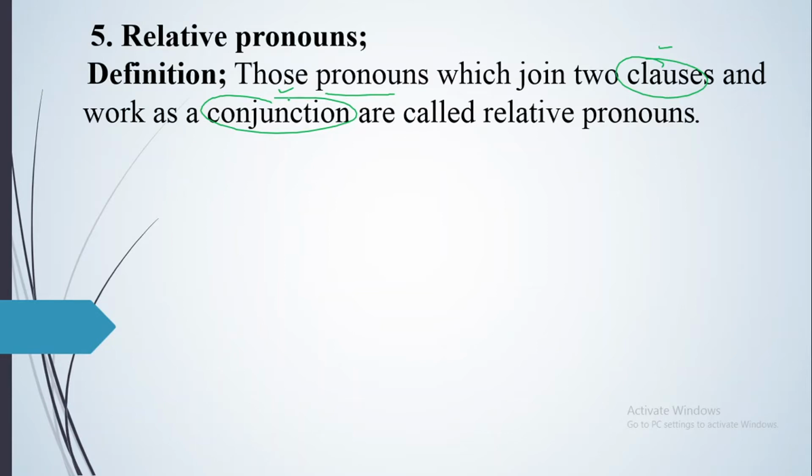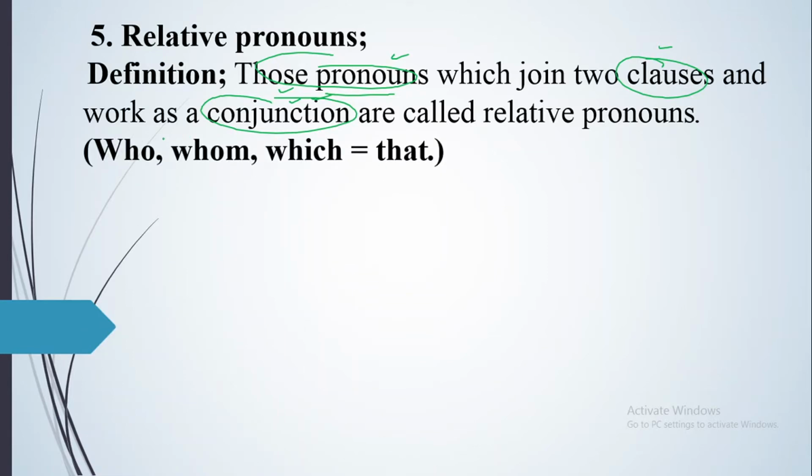One thing should be in your mind: a conjunction is to join two clauses, and some of the relative pronouns work as conjunctions to join two clauses. What are those? They are three: who, whom and which. They work as relative pronouns. The word relative itself means to have relation with. It joins two clauses and it is equal to the conjunction that. They all are equal to the conjunction that.